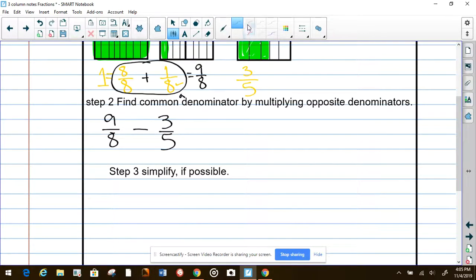Now, again, we're going to follow the same procedure. The 8 is multiplied by the opposite denominator, which is 5, and the numerator suffers the same consequences. The 5 is multiplied by the opposite denominator, which is 8, and the numerator is also multiplied by 8. Let's rewrite this as a clear multiplication. 9 times 5, that was this part. This is 8 times 5.